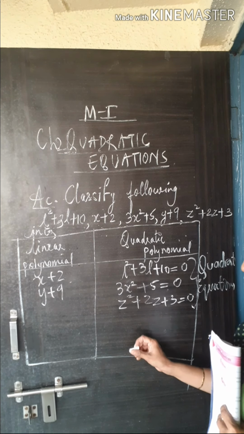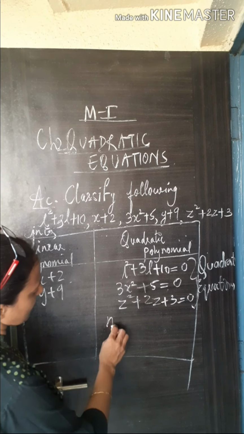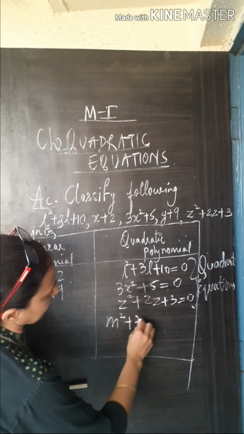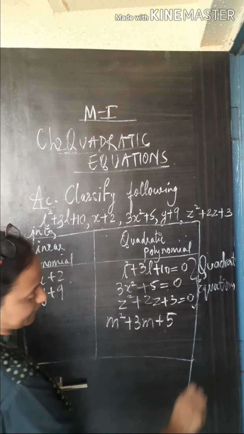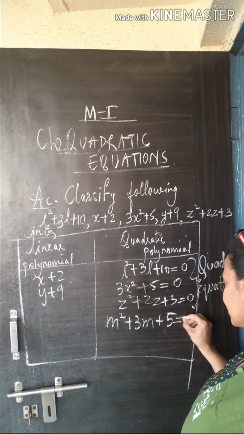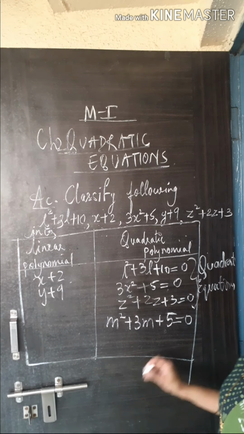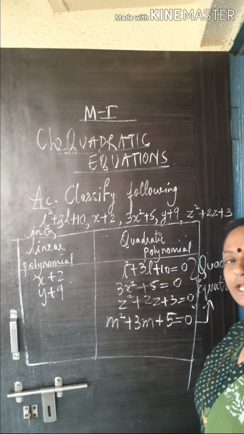So if I ask you whether this another equation, if I write down, say m square plus 3n plus 5 equal to 0, will it also be called a quadratic equation? Yes, it also will be called as quadratic equation.